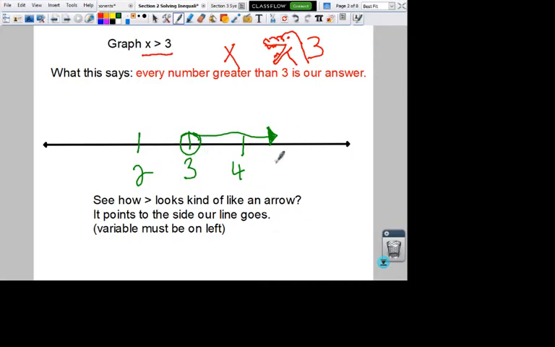Alright, so I have a circle at 3, I got my arrow going to the right. What this means, everything from 3 to the right is my answer. That's easy. There are a couple ways to look at this though.